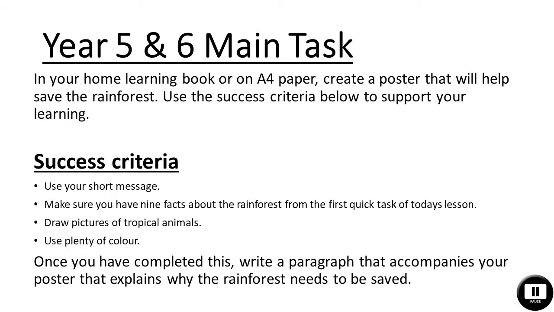And finally, Year 5 and 6. Here's your main task. In your home learning book or on A4 paper, create a poster that will help save the rainforest. Use the success criteria below to support your learning. Use your short message. Make sure you have 9 facts about the rainforest from the first quick task of today's lesson. Draw pictures of tropical animals and use plenty of colour. Once you've completed this, write a paragraph that accompanies your poster that explains why the rainforest needs to be saved.